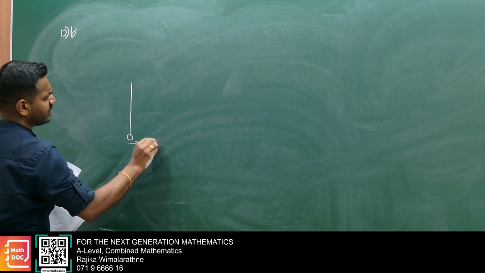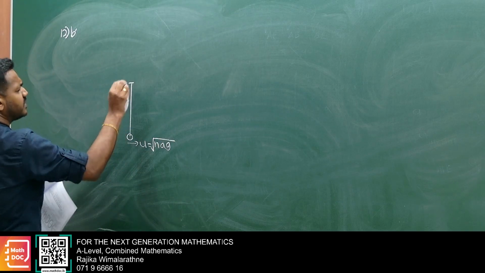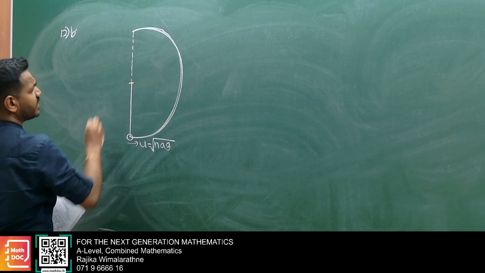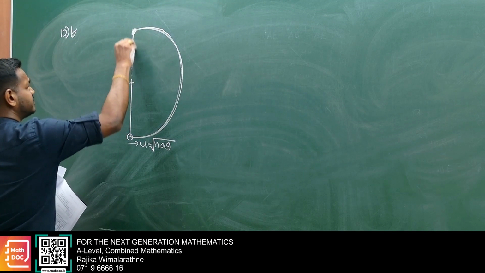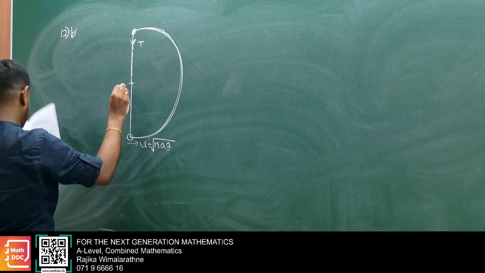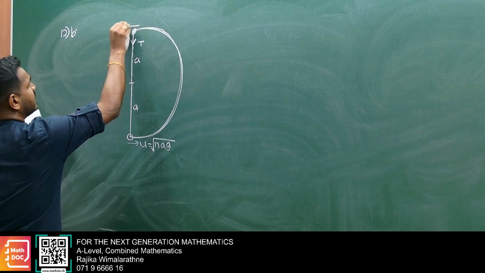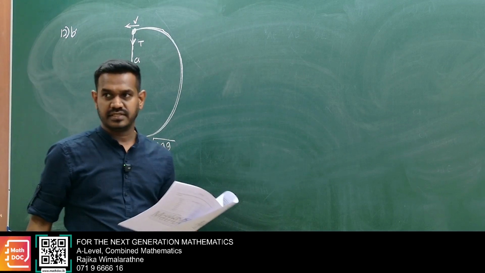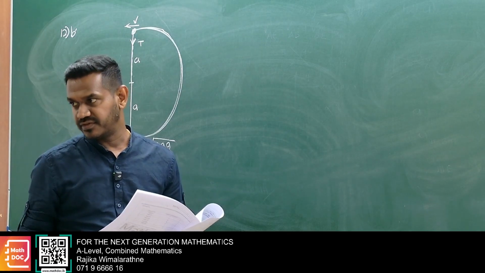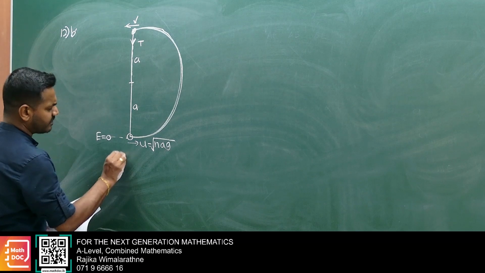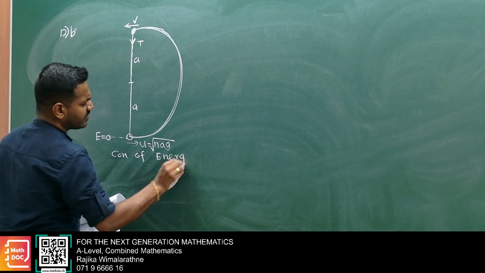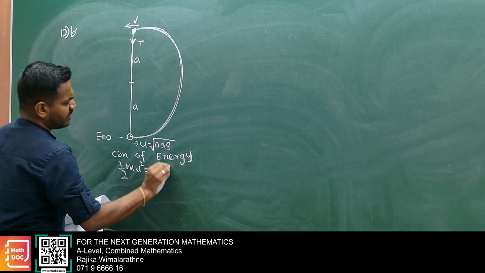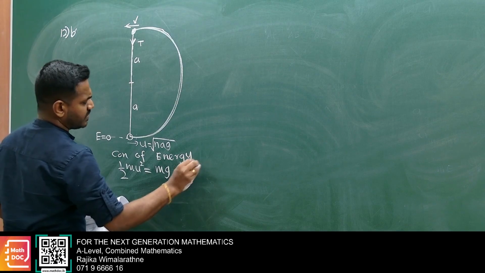Here initial velocity u equals root n a g. To complete circular motion, at this position tension must be positive. I'll take this position directly. Mark tension T, here at A, take this velocity V, with the zero energy level. In vertical circular motion, use conservation of energy, and towards the center F equals m a. Conservation of energy: half m u squared equals m g times 2a plus half m v squared.